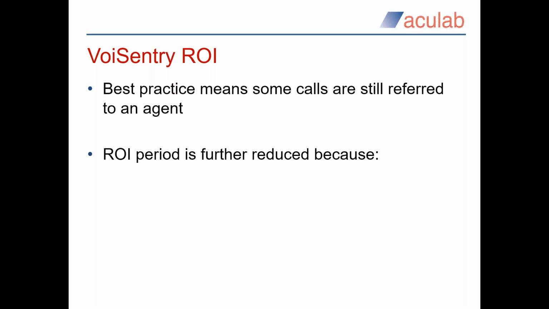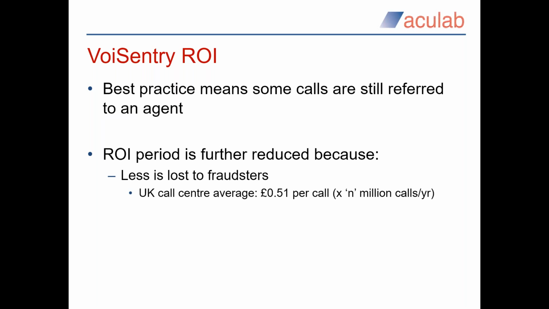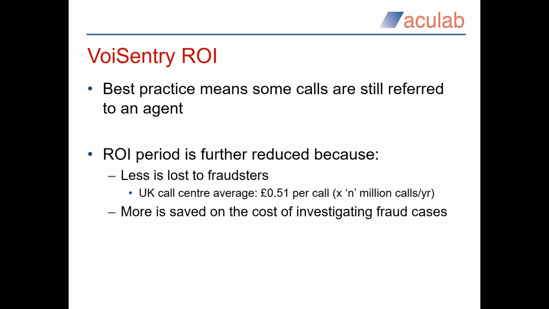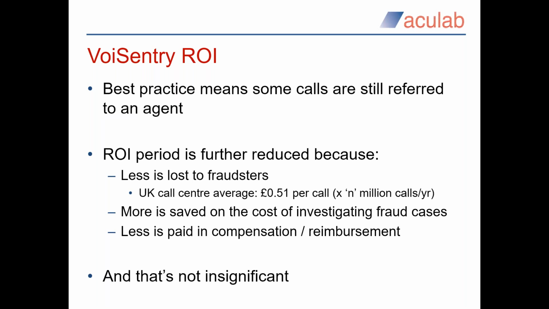The ROI period is significantly reduced if you factor in additional savings, as shown in the following bullet points. If you factor in the savings from having less cases of fraud, i.e. less is lost to fraudsters, the ROI calculation comes tumbling back down. If, on top of that, you factor in the savings from not having to pursue fraudsters through a legal process, the ROI is again reduced and speaker verification becomes akin to a no-brainer. Furthermore, if there are less cases of fraud to investigate, the customer will be paying out less in compensation or reimbursement, and that reduces the ROI even more. In some cases, they might even get a negative ROI, a no-brainer if ever there was one.